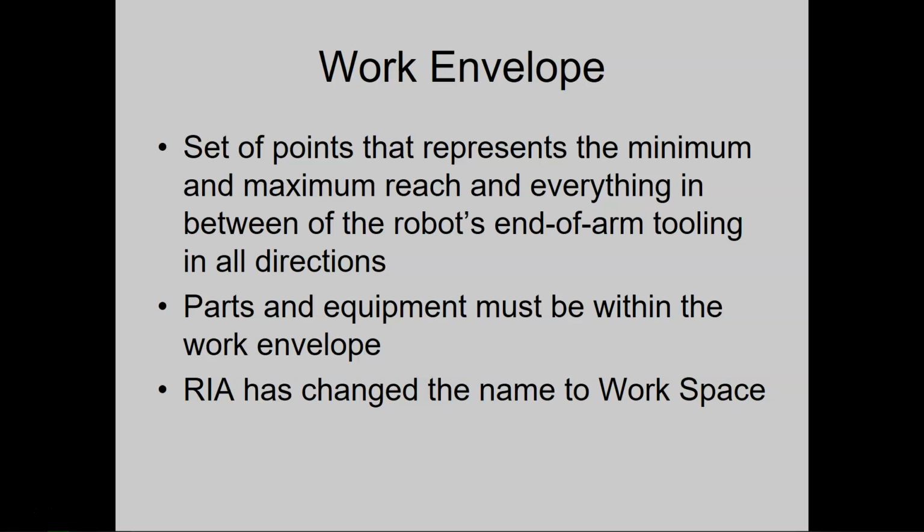So the parts and equipment that you use with this robot must be within that workspace. Otherwise, the robot can't get to it. We bolt these things to the ground through concrete using concrete anchors. It cannot get up and move. So what you have to do is make sure that everything the robot needs is within reach. Does that make sense to everybody?